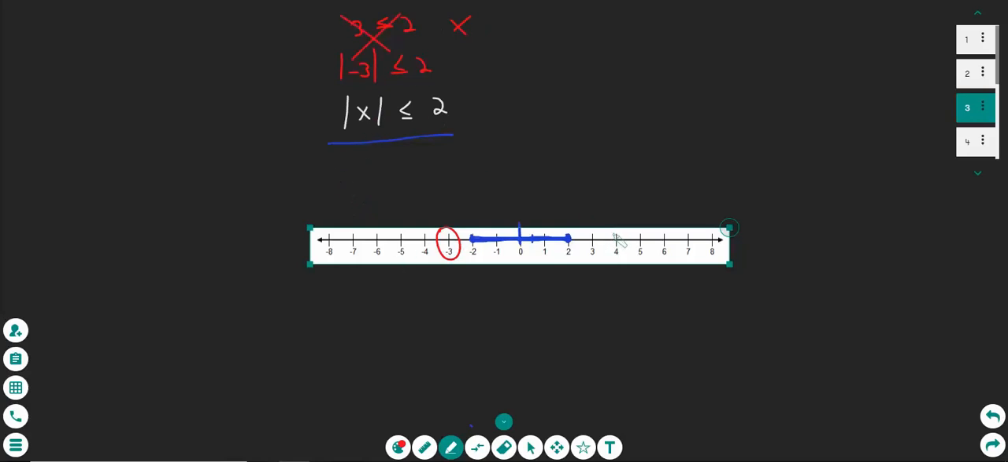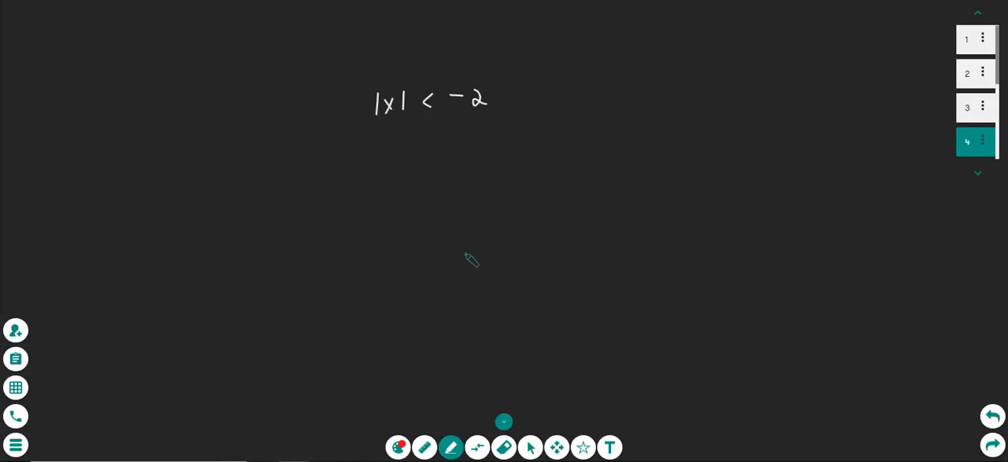If I choose a 4, for example, the same thing will happen. The absolute value of 4, is that less than or equal to 2? Well, no. The absolute value of 4 is 4, which is not less than or equal to 2. All right? So these areas do not work. The blue area does. Okay? Excellent. Let's move on.